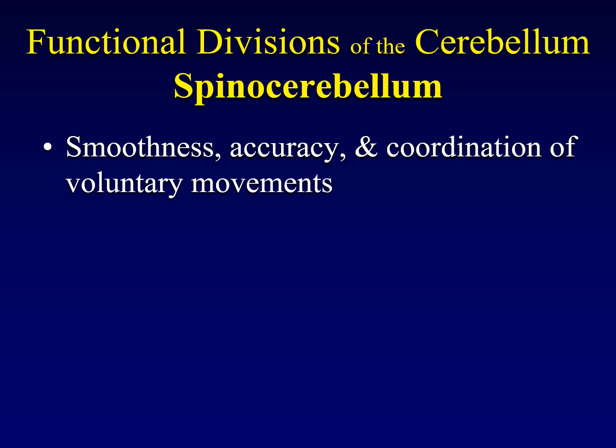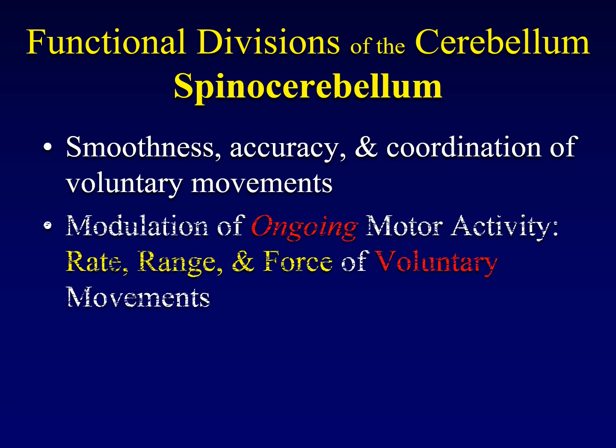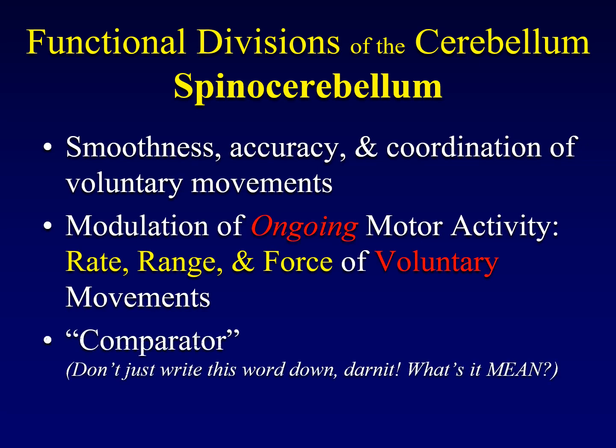As far as what we're going to do with this, the spinocerebellum is going to take that last function, attending to the smoothness and the accuracy and the coordination of voluntary movements while they're in progress. So modulating the rate, range, and force of ongoing voluntary movements. We talked about rate, range, and force in the previous lecture.